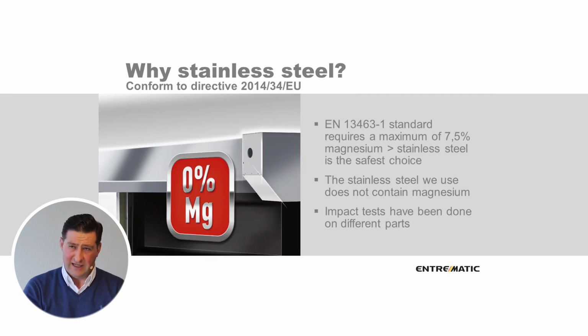As mentioned, the complete structure of the door is in stainless steel. Why stainless steel? In fact, we could use normal steel if the magnesium inside the steel is less than 7.5%, then it could be accepted that you use normal steel. None of our suppliers is able to confirm to us or to put on paper that there is less than 7.5% magnesium, and this is why we made the safest choice and used a complete structure in stainless steel.